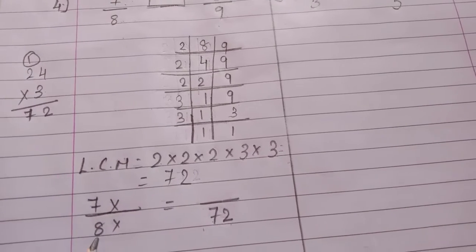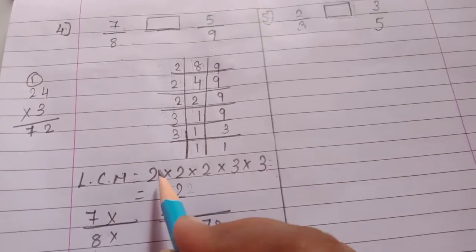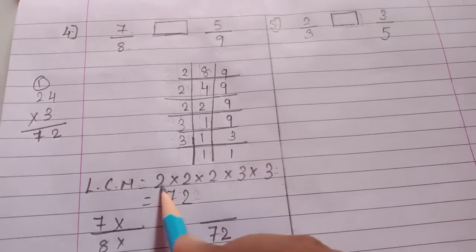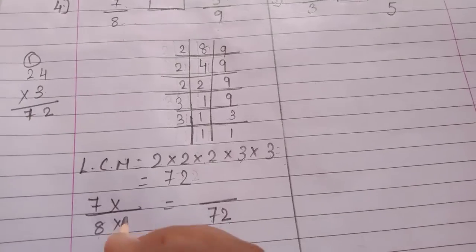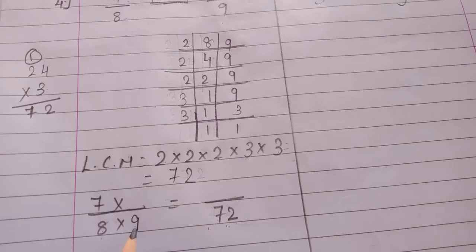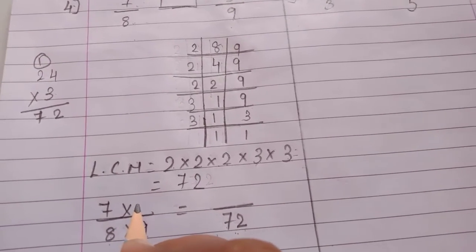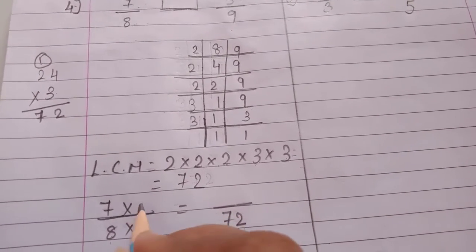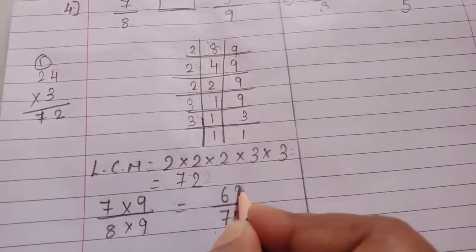So what will we multiply to 8 to get the denominator 72? See here, 2 twos are 4, 4 twos are 8. Now 3 threes are 9. This much of 8 happened. Now what is left? 3 threes are 9, so we will multiply by 9. So 8 nines are 72. Whichever number we multiply with the denominator, we multiply the same with the numerator also. So here we multiplied by 9, so in the numerator also we multiply by 9. So 7 nines are 63.